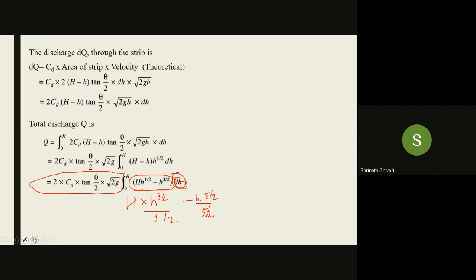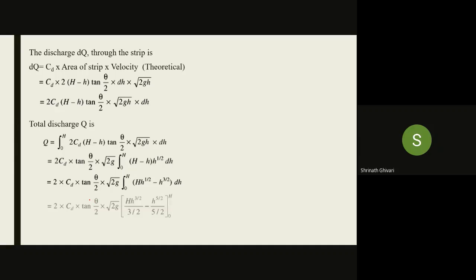Check whether you're getting the same thing. So 2 CD tan theta by 2 square root of 2g. When I integrate it, h raised to 3 by 2 by 3 by 2 minus h raised to 5 by 2 by 5 by 2, because it will be h raised to 3 by 2 plus 1 divided by 3 by 2 plus 1. This will be h raised to 5 by 2 divided by 5 by 2. Agreed? Is this correct or no? Yes, sir. Correct, sir.